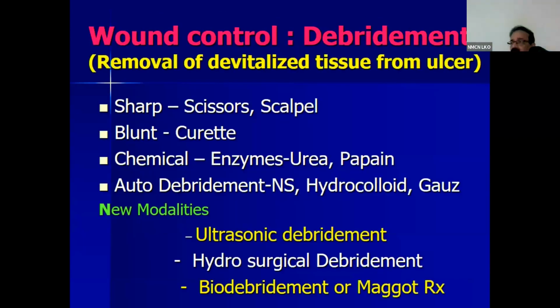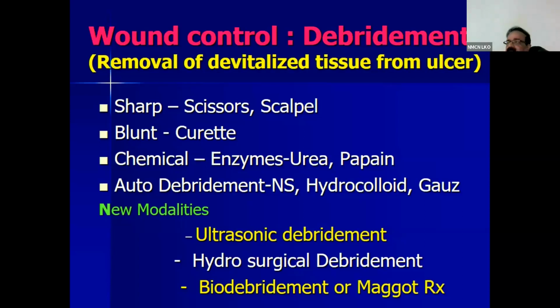Then after cleaning the wound, you have to debride the wound. And debridement means removal of the dead necrotic tissue. There are different types of debridements. Sharp debridement is done with scissors and scalpel. In the OT, blunt debridement is done with a curette, which is a very important small instrument one podiatrist should have.